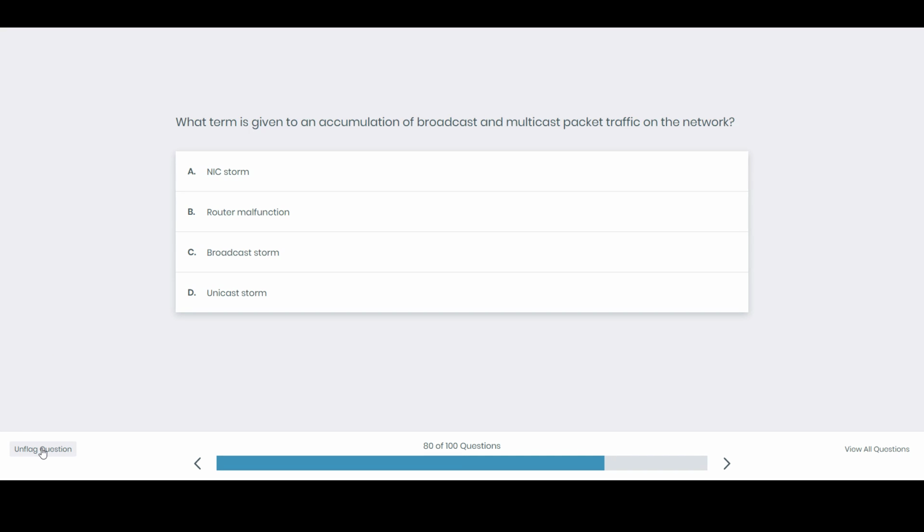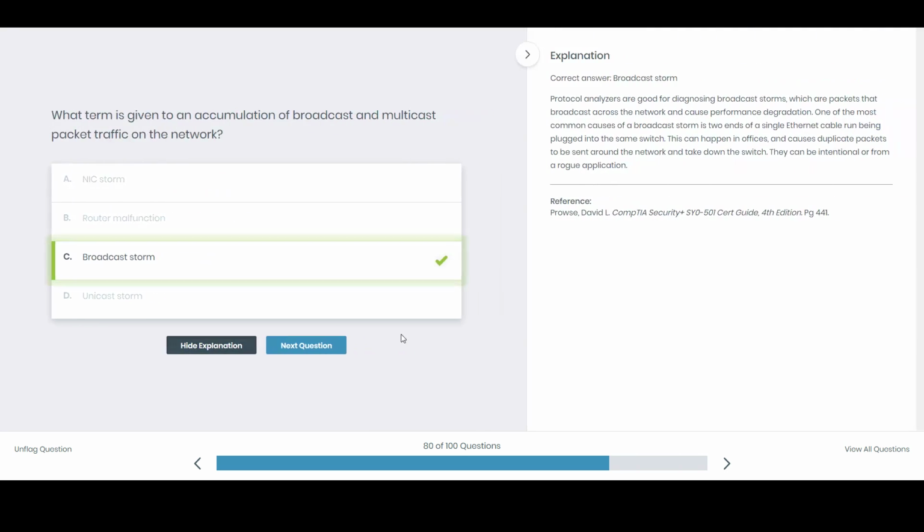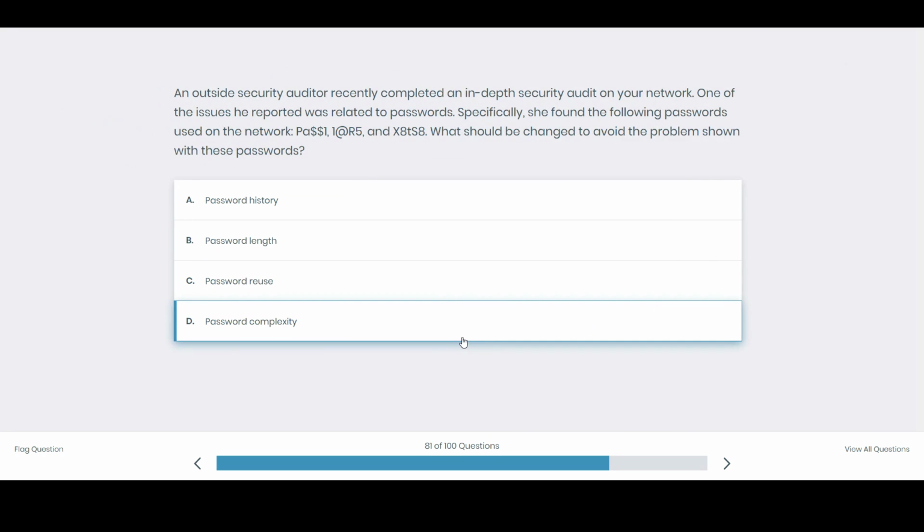Let's plug this one. Let's try it. Oh, broadcast storm. Okay. What is a broadcast storm? Protocol analyzers are good for diagnosing broadcast storms. So our packet is broadcast across the network. Oh, okay. That's why. Okay, gotcha.